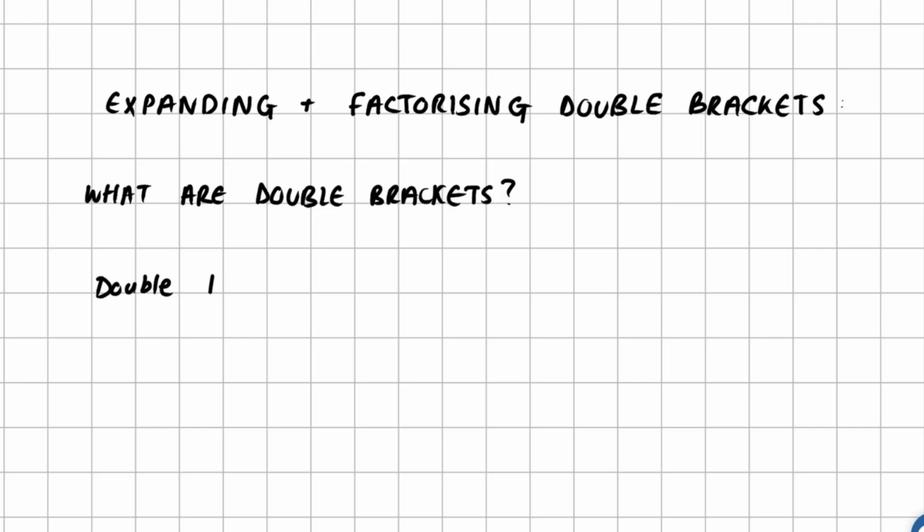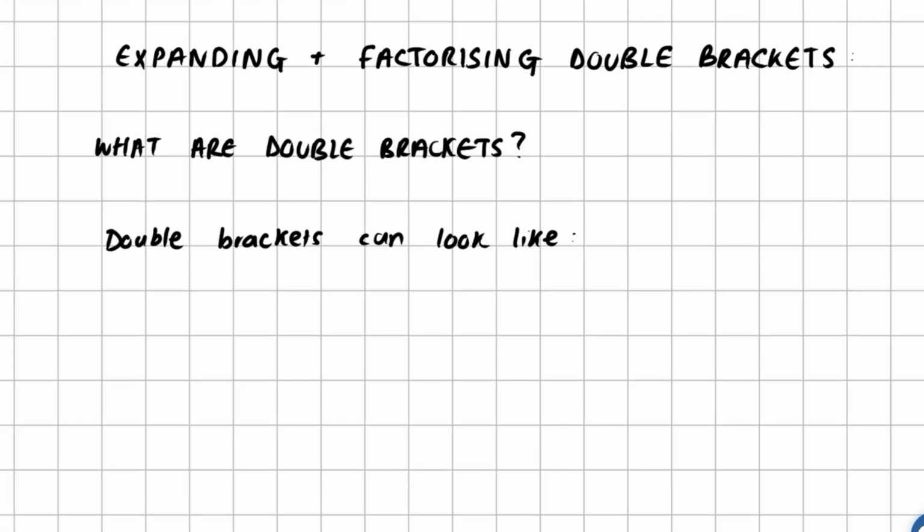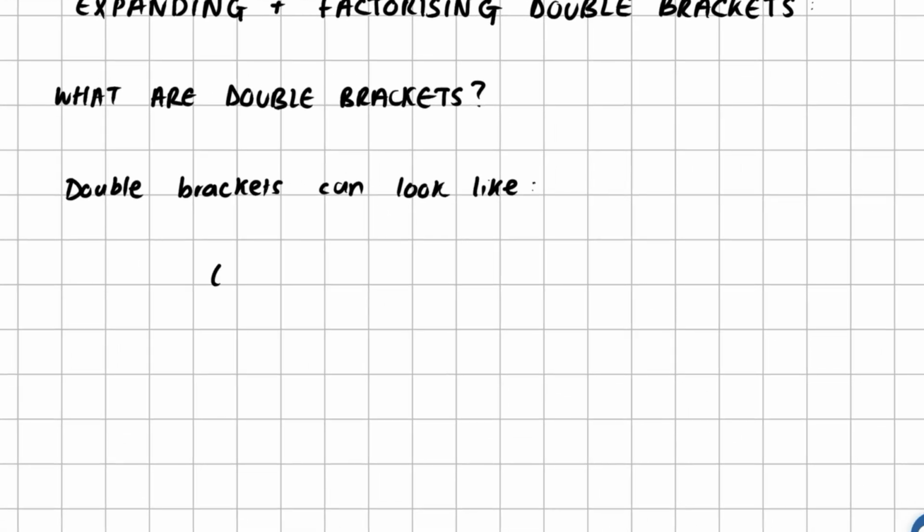Double brackets can look like, and I'll give you an example. Let's say (x plus 3)(x plus 5). Now it's a double bracket, of course, because that's one bracket and that's one bracket. So that's why it's a double bracket. And each contains 2 terms. So it has that and that and that and that. And that's why it's a double bracket.